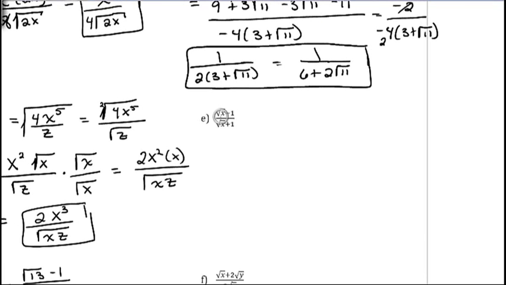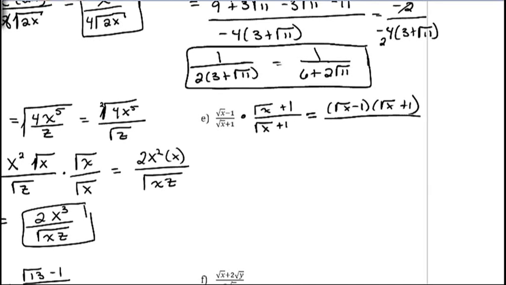Our next one, square root of x minus 1 over square root of x plus 1. So we need to multiply by the conjugate of our numerator, so that'll be the square root of x plus 1. So on the top, we have square root of x minus 1 times square root of x plus 1. And on the bottom, we have square root of x plus 1 times square root of x plus 1.